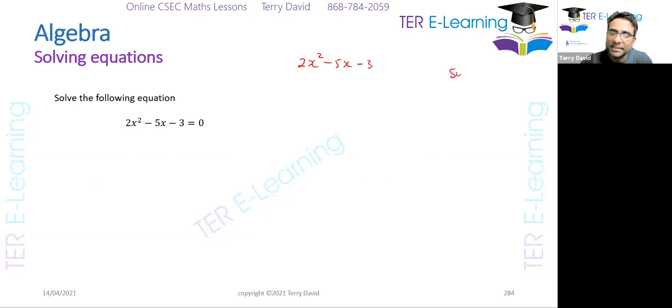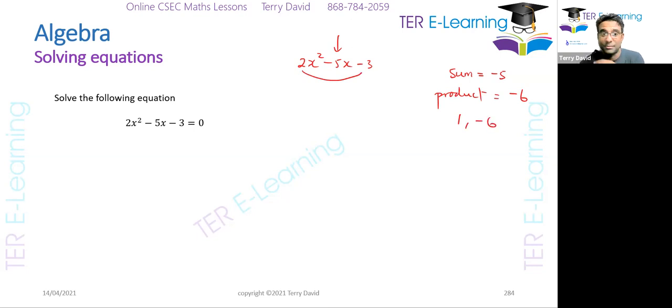So this is the typical method that I teach to factorize a quadratic. We're looking for two numbers whose sum has to be equal to this number here, which is minus 5. And the same two numbers must have a product that is equal to 2 multiplied by minus 3, which is minus 6, right? So the two numbers that we're looking for here should be 1 and minus 6. Because when I take 1 and I multiply by minus 6, I'm going to get minus 6. But when I add those two numbers, I'm going to get minus 5.